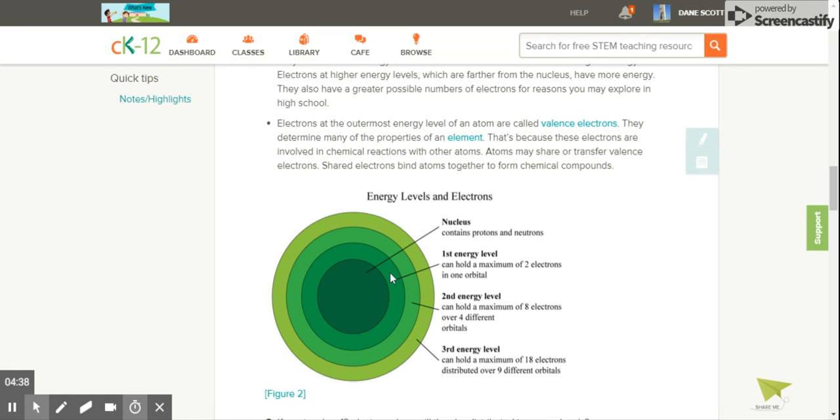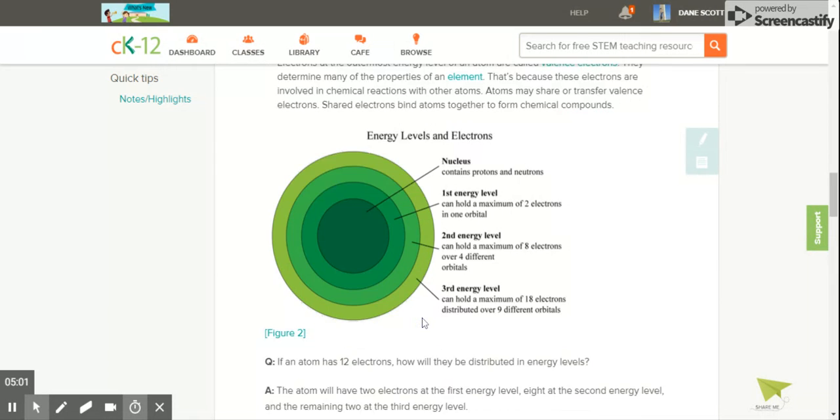So the first energy level holds 2 electrons. The second energy level holds 8 electrons. The third energy level holds a total of 18 electrons. It's a little more complicated as far as how many it actually holds and when they get filled up. So we really won't talk too much about elements that hold electrons greater than this for this year.